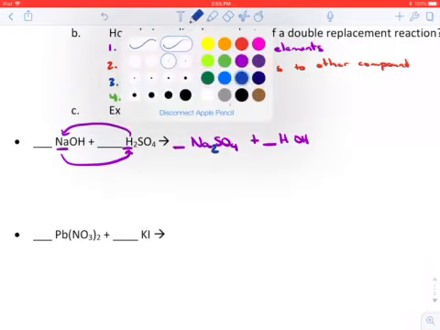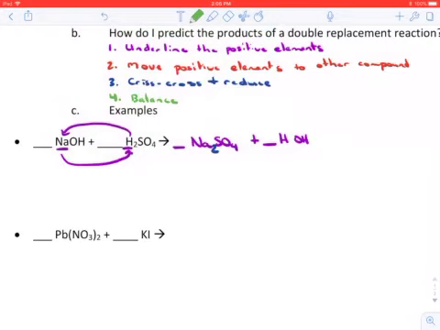And now our last step is to go back and balance. So going back and balancing, we check it out. We have 1 Na, 2 Nas. Okay, so I need 2 Nas. Now I have 2 OHs. To get 2 OHs on this side, I put a 2 out front.